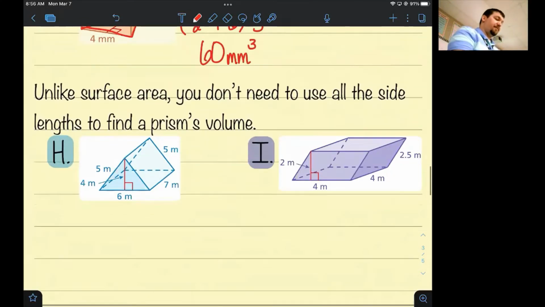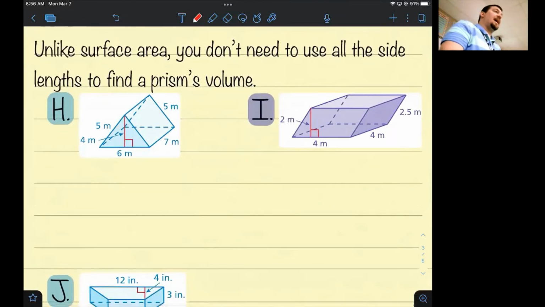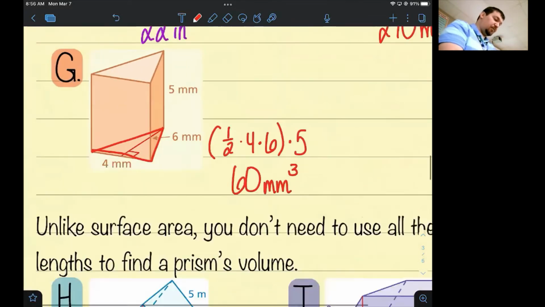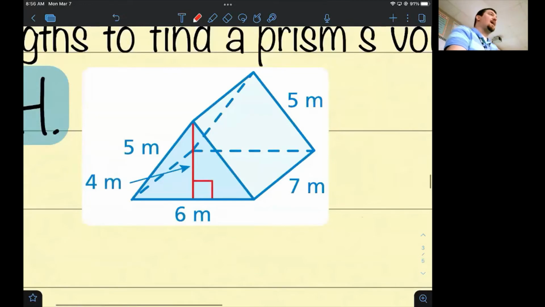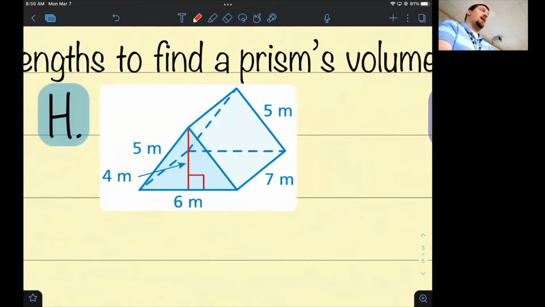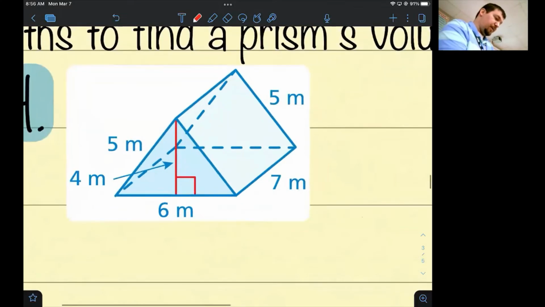Unlike surface area, you don't need to use all the side lengths on a prism. You'll notice they only gave us 3 numbers here. This one, they gave us 1, 2, 3, 4, 5 numbers. We're not going to use them all. I would need to use them all if I was doing surface area, but not volume. Here's my front side triangle. I said rectangle. Here's my front side triangle.